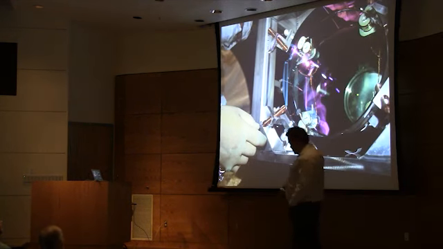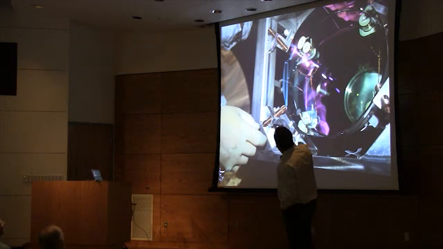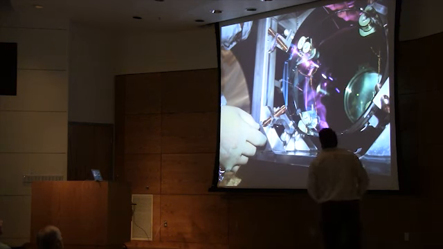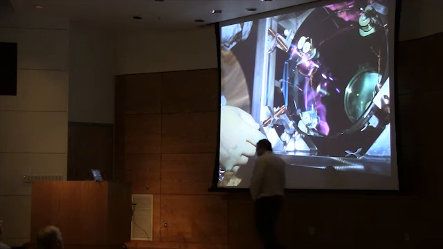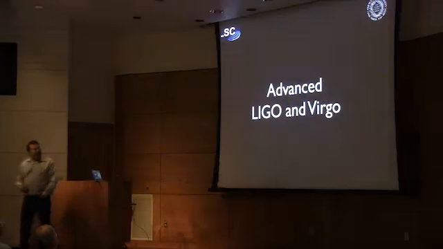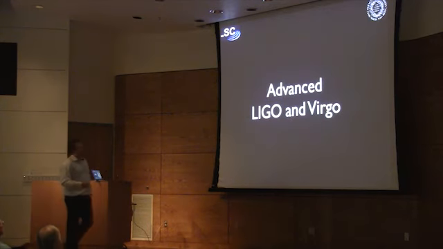This is one of the mirrors from the detector. This is one of initial LIGO's mirrors. This is the mirror that the laser beam hits at the end of the 4-kilometer tunnel and comes back. This is someone's hand to give you a sense of scale. We're pulling the initial LIGO detectors to bits. Why is that? Well, we're preparing for Advanced LIGO and Virgo.